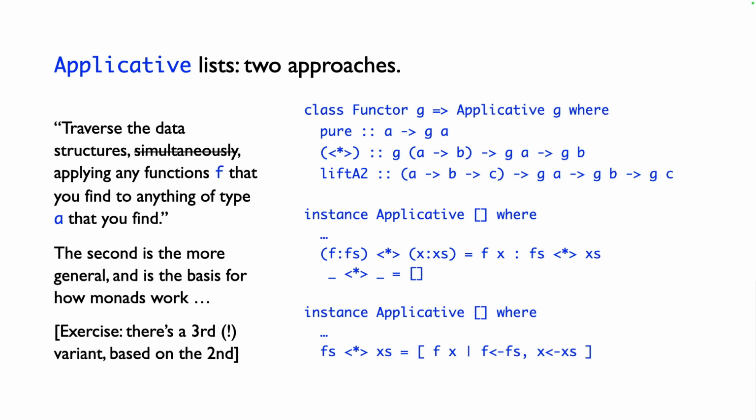But in the other instance of applicative, we take every possible function from the list and every possible argument from the list of arguments, and we apply the function to the argument. So that takes all possible combinations of values from the first and the second.